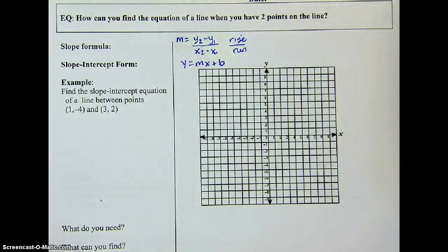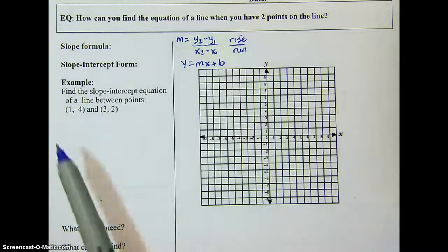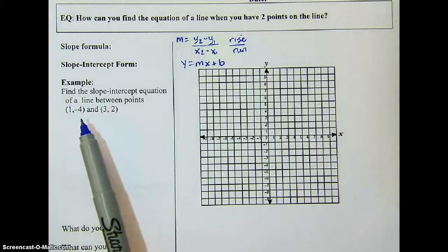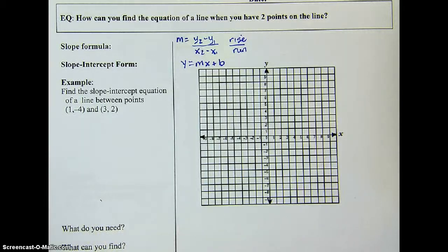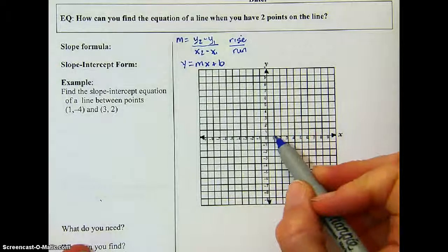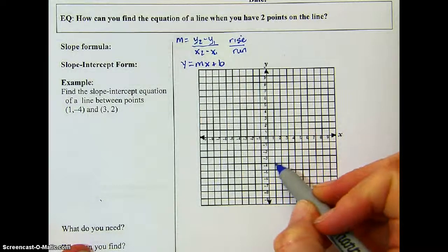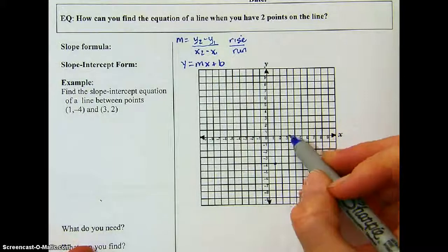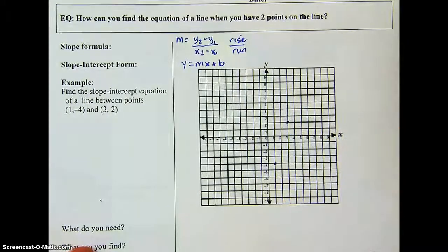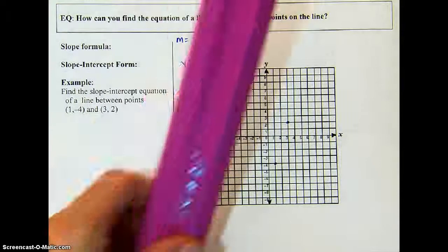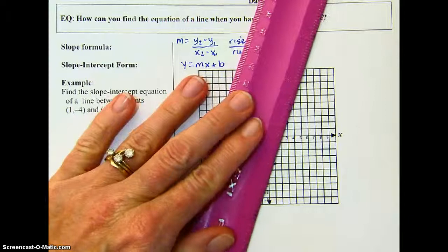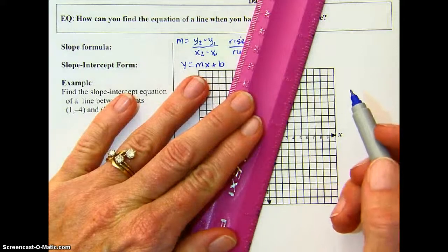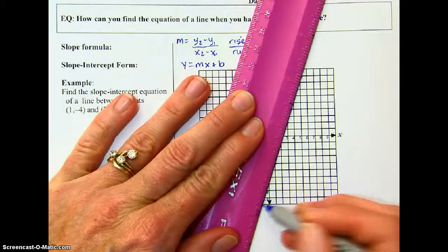Alright, so our first example we're going to do graphically just to see where it comes from. So we have the points (1, -4) and (3, 2). So let's graph that and see what that line looks like. So we have +1, -4, and that's that point right there. We have +3 and +2, which is that point right there. And if we graph it very carefully, we will have this line.